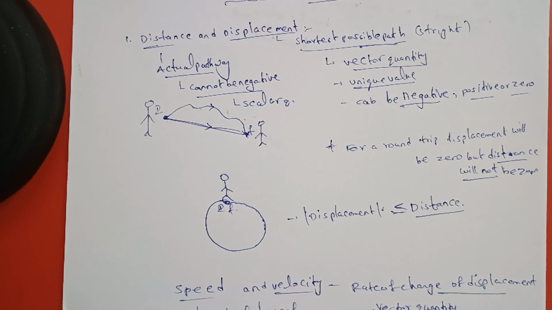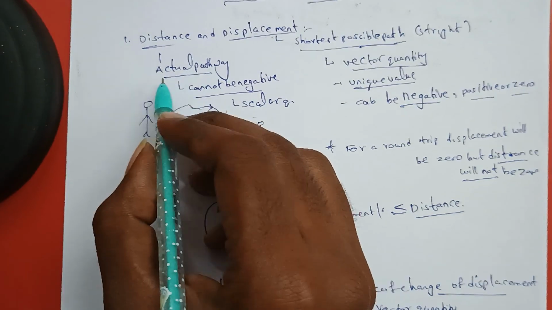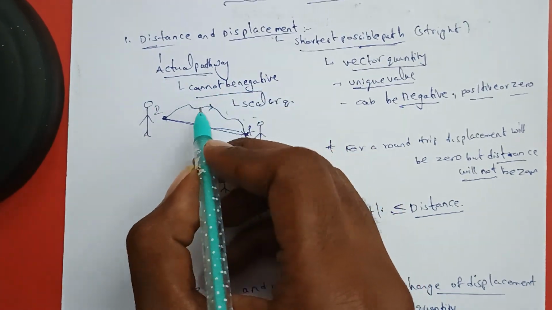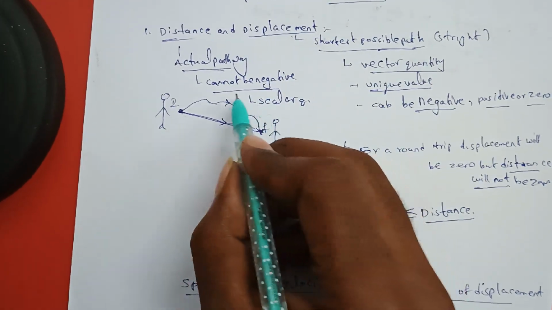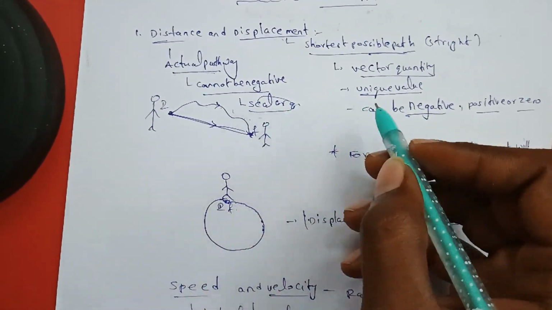Hi friends, this is Ashok. We are discussing motion in a straight line. Our first topic is distance and displacement. Distance is the actual pathway that a person travels from the initial point to the final point. It cannot be negative. It is a scalar quantity.